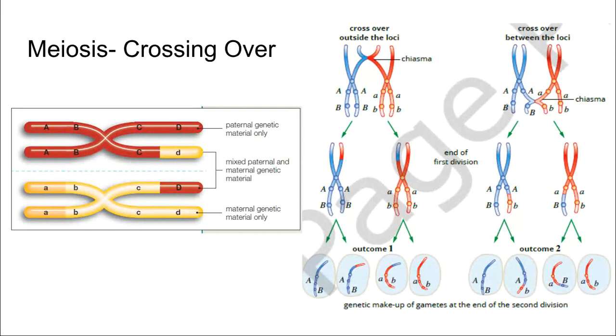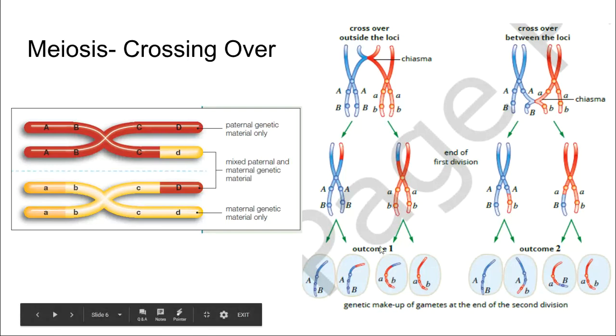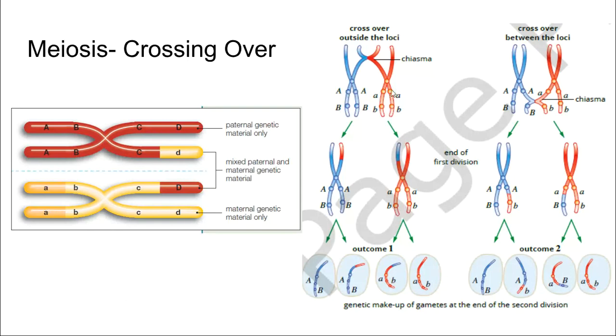Here's an image of how this happens. So we can see that these chromosomes on our left do in fact have mixed paternal and maternal genetic material, and then we can see that passed on into our daughter cells down here. We can see that they have a range of different alleles that are different from the parent chromosomes.